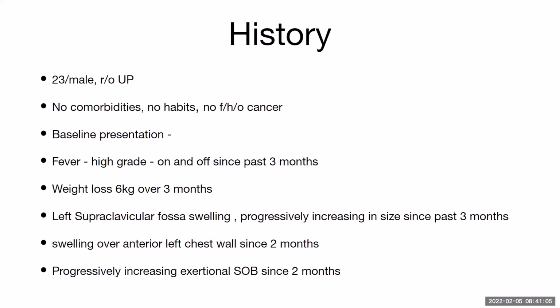Patient had unintentional weight loss. Patient was initially around 66, 67 kg, and now he had lost 6 kg. Now he is 60 kg, and this was unintentional in nature. Patient had left supraclavicular fossa swelling, progressively increasing in size since the past 3 months.